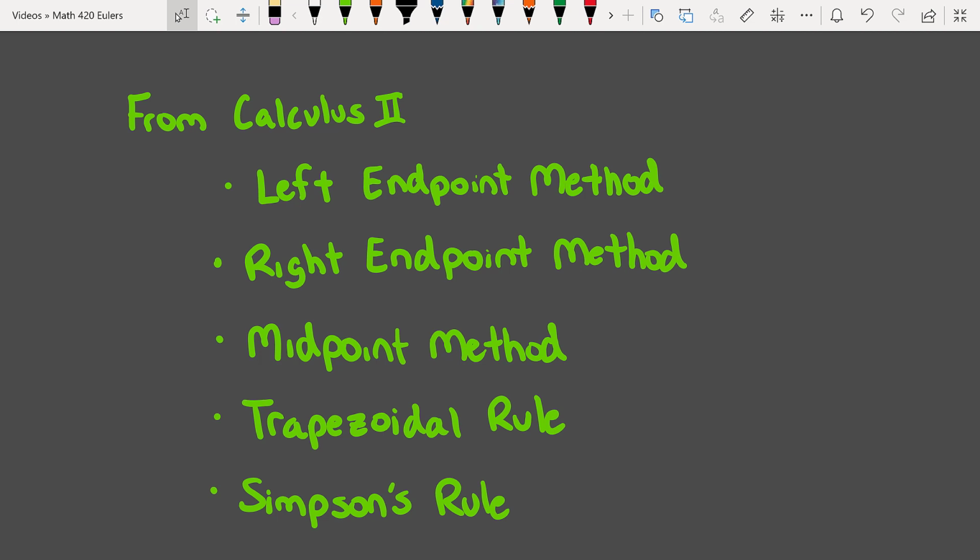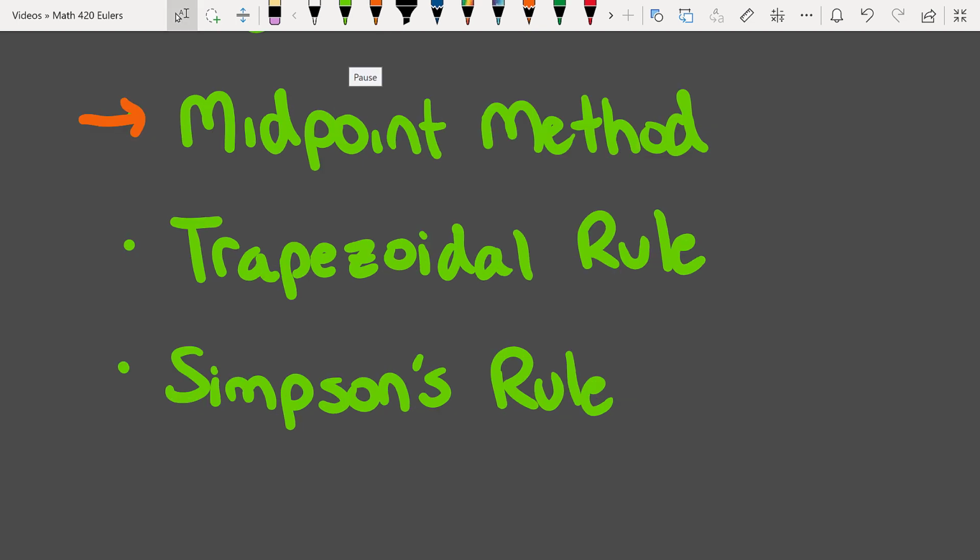I generally like to cover those first three methods, the left endpoint method, right endpoint method, and a little bit of the midpoint method in Calc 1. And then you reserve the other two methods for a higher level analysis in Calc 2. In Calc 2, we go through the midpoint method, trapezoidal rule, and Simpson's rule, and you use those to estimate the value of a definite integral. This is done because you just cannot analytically, in other words, by hand, find the antiderivative for a given function.